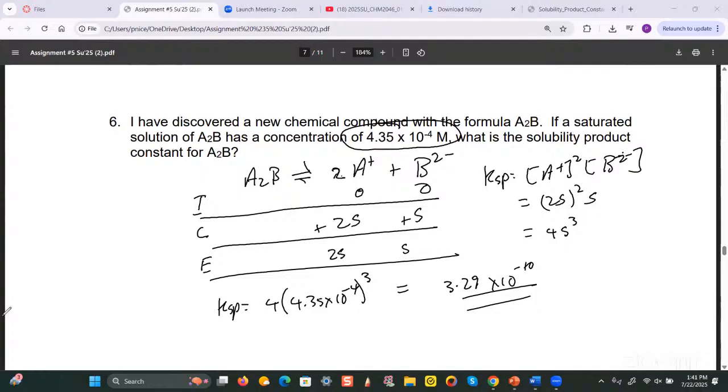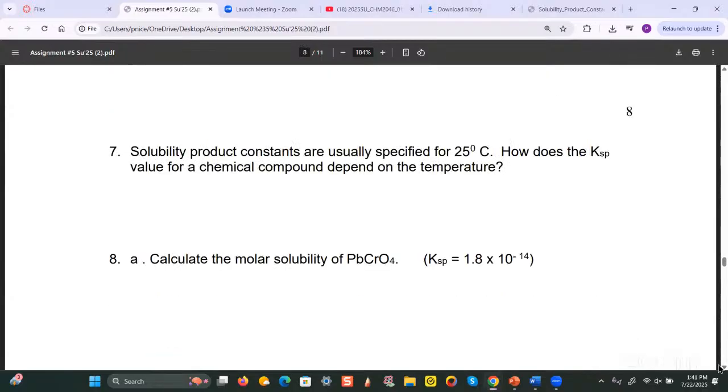Okay, let me clear this. Scroll down. Solubility product constants are usually specified for 25 degrees Celsius. How does the Ksp value for a chemical compound depend on the temperature? All right, so let's think about this. What normally happens to an ionic compound's solubility in water when you increase the temperature?